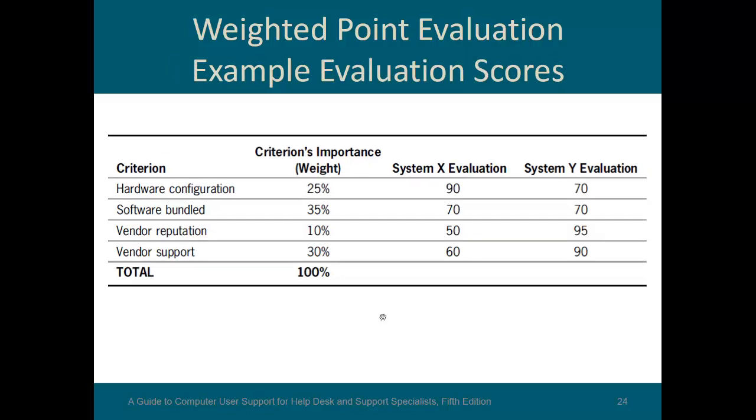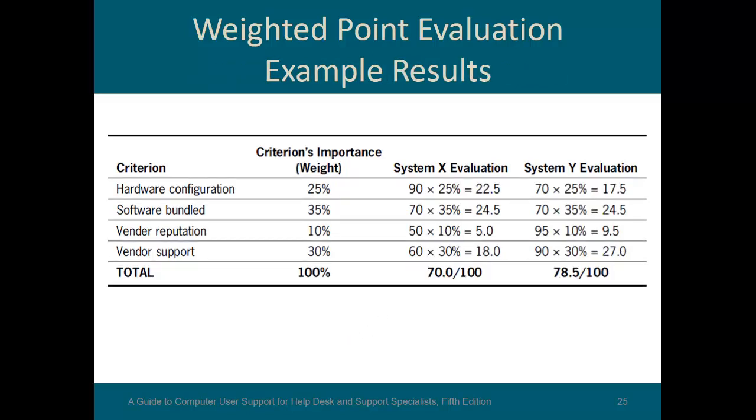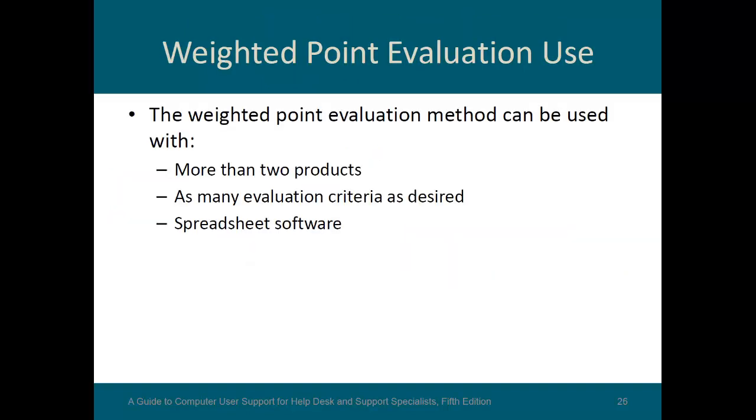When you evaluate, we have two different products here. System X evaluation shows a 90 under hardware configuration and a 70 under system. And you go on down the line until you add up all the points. And you multiply them times the importance, the percentage of importance, and then you get your final score. System Y, in this case, beats out System X. The weighted point evaluation method can be used with more than two products, as many evaluation criteria as desired, and a spreadsheet software module is available.